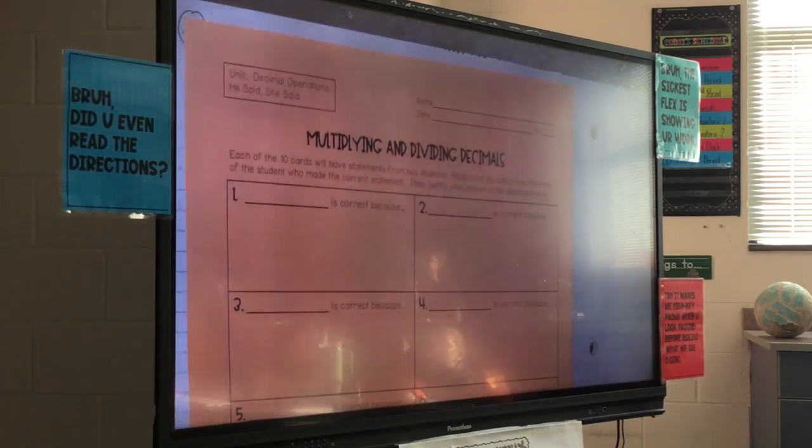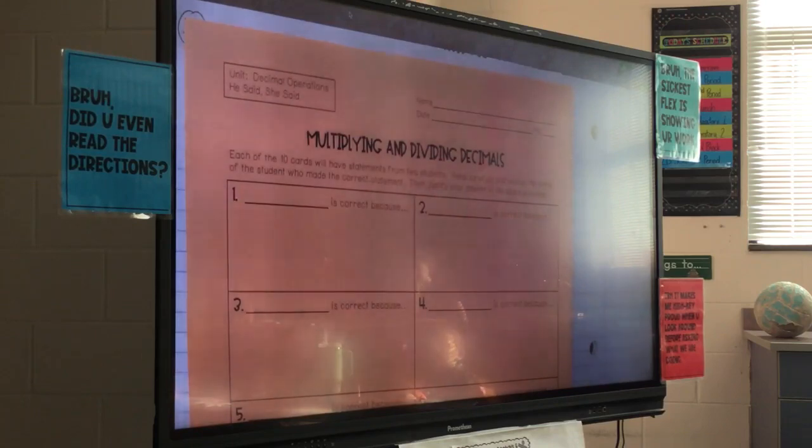All right. So it says each of the 10 cards will have statements from 2 students. Read carefully and choose the name of the student who made the correct statement. Then justify your answer in the space provided. So here's your task card. There are 10 of them around the room. You read the problem. You have one solution from one student. You have one solution from another student. You are picking this student or this student and you're explaining why.